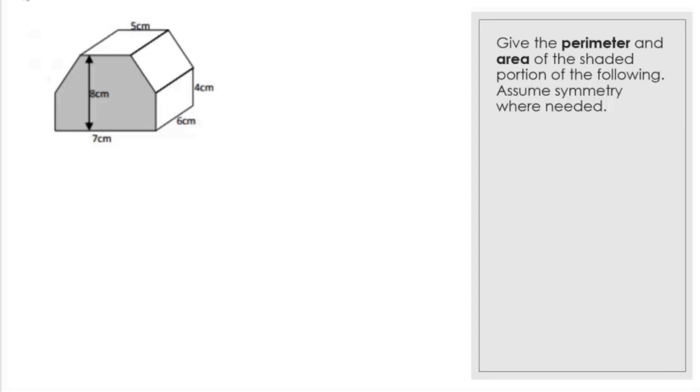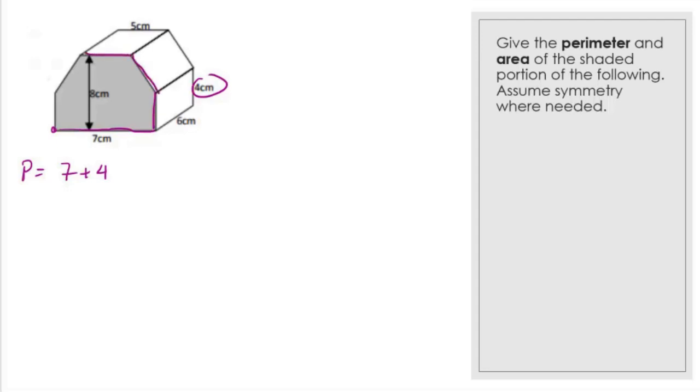Let's start again with the perimeter. What do we have so far? So for the perimeter, let's start in this bottom left-hand corner. And given 7 centimeters along the bottom. Do we have the height here? Yes, we do. That's 4 centimeters. We don't have the slant, so we'll have to add those two in later.